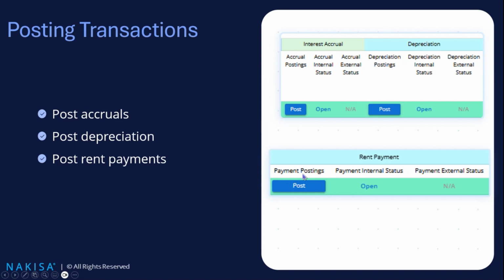So we have three postings that need to be done in the solution for the accruals, depreciation, and rent payments. Until the postings are done, the status is in post. As you can see here, we have three different journal entries to be posted, and the status is open.